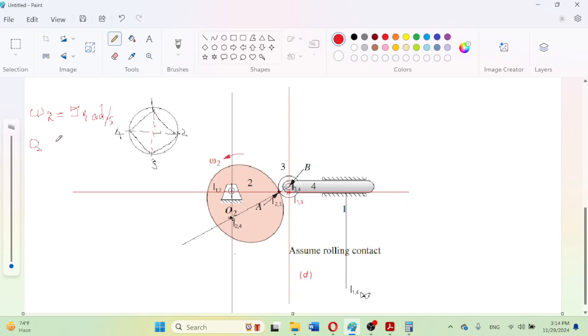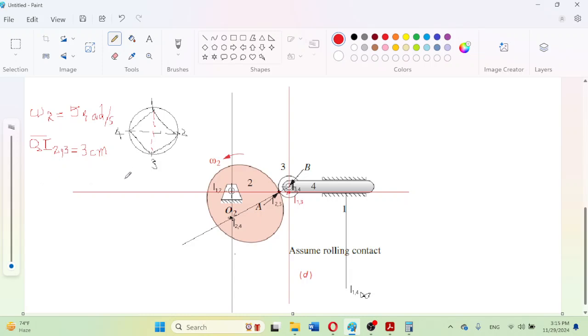O2, I2,3. This contact point is the instant center I2,3, like this. So just assume that this distance is, for example, 3 centimeter. I can say that is the radius for the cam at the moment considered. This distance here is 3 centimeter.